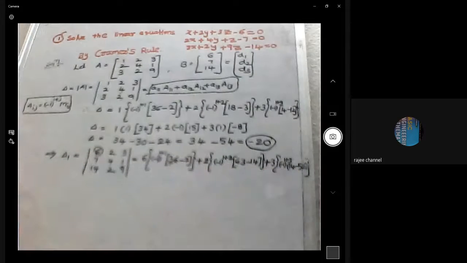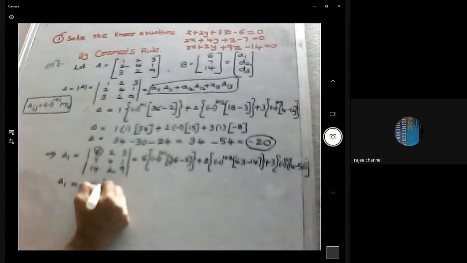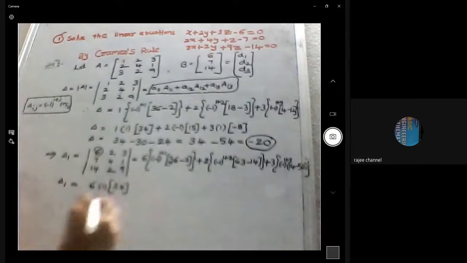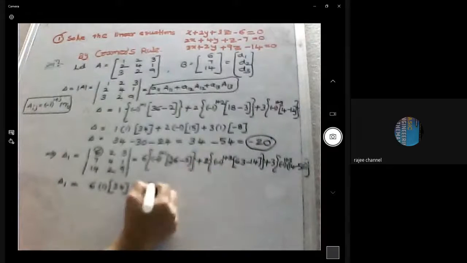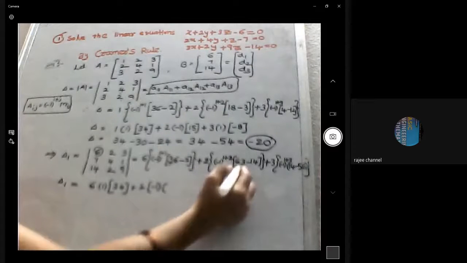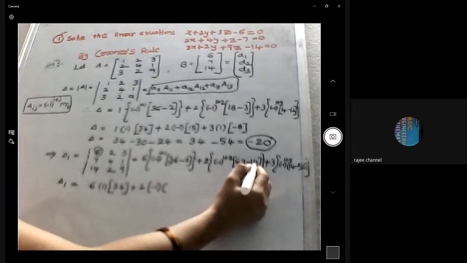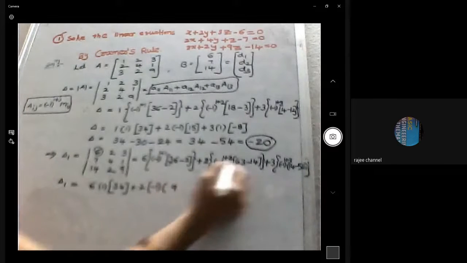Next, delta 1 equals 6 into minus 1 whole square, positive 1, into 36 minus 2, 34. Plus 2 into minus 1 whole power 3, so we get minus 1 into 63 minus 14. Here 63 minus 14 is 49.